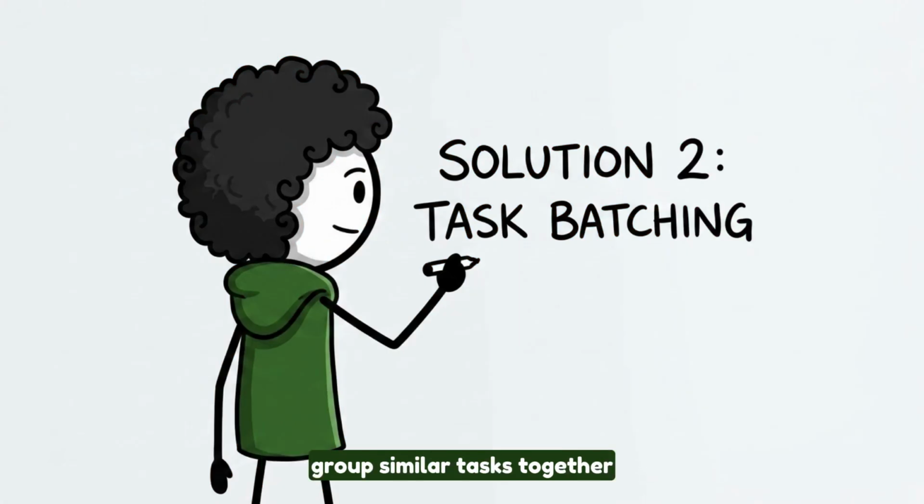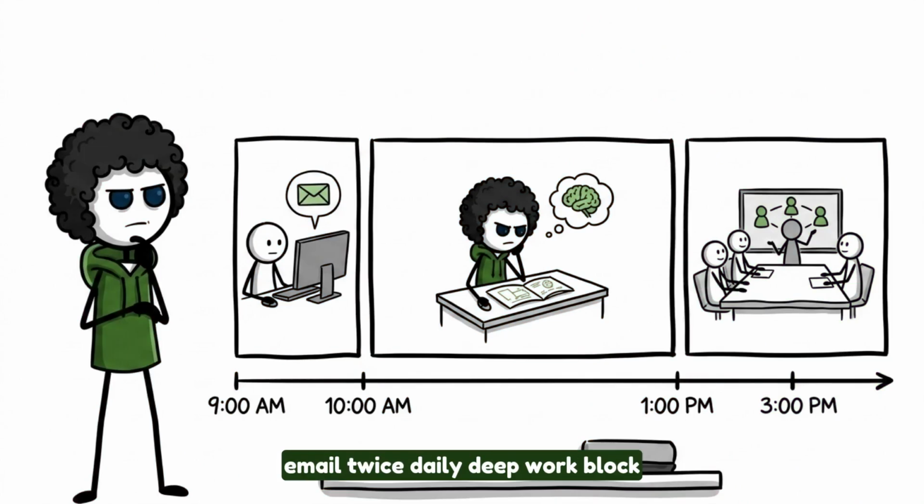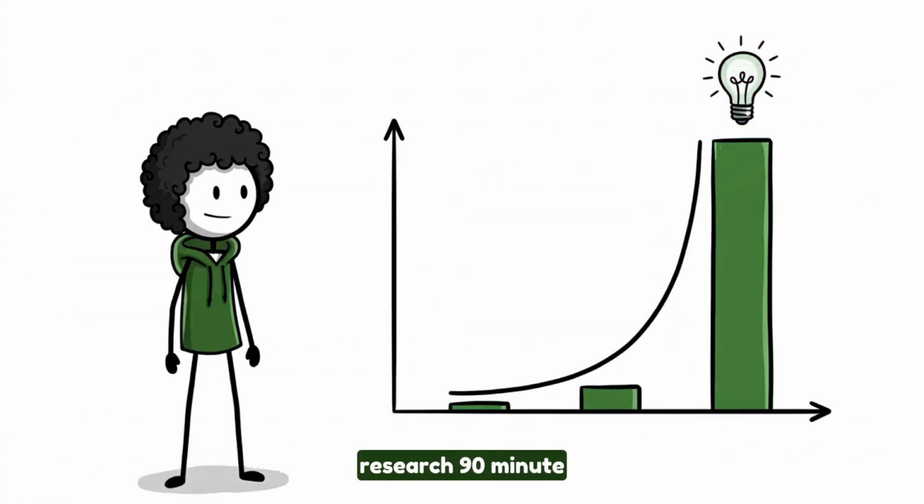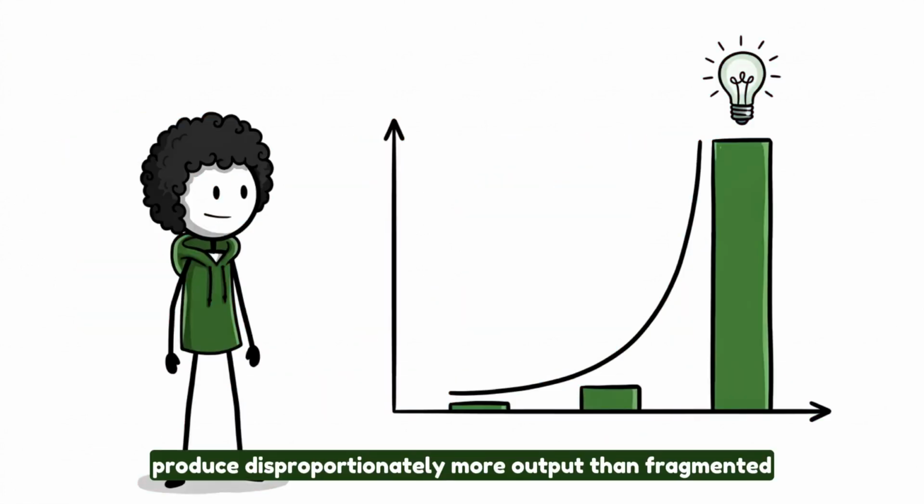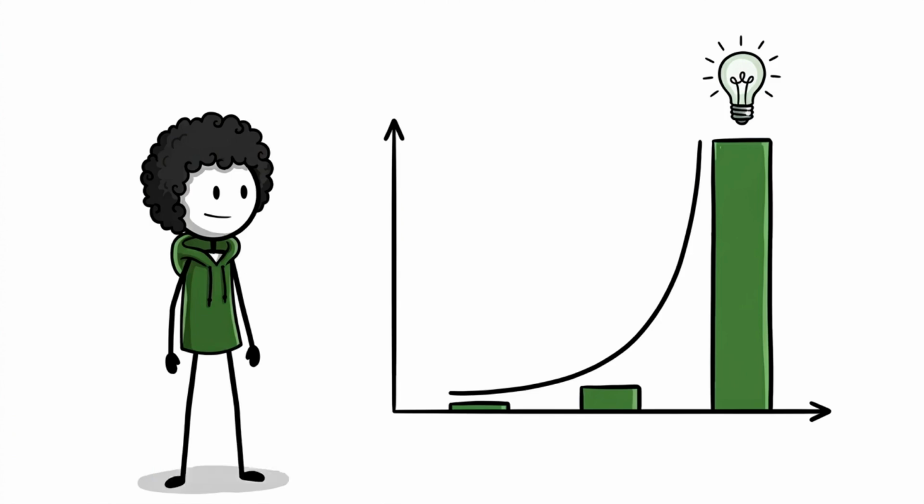Strategy 2. Batching. Group similar tasks together. Fewer switches, less cumulative residue. Email twice daily. Deep work block 10 to 12. Meetings 2 to 3. 3 task types, 3 time blocks. Research. 90-minute uninterrupted blocks produce disproportionately more output than fragmented equivalent time.